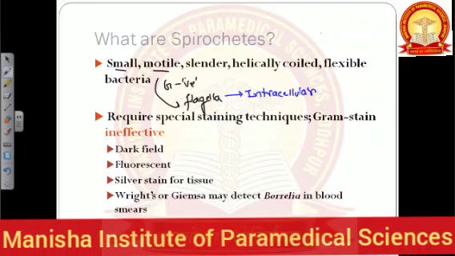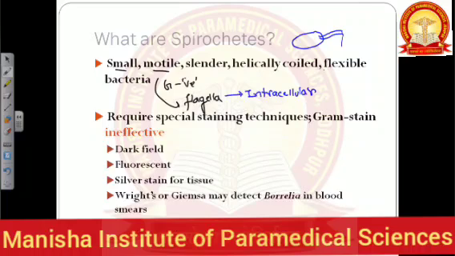Because what we know about flagella is that if this is a cell, flagella is coming out of it. So most of the time the flagella is extracellular, that means the flagella is coming outside from the cell. But in this case, we are seeing that this flagella is intracellular in nature. And what do we mean by intracellular? We'll be looking at that in the next slide.